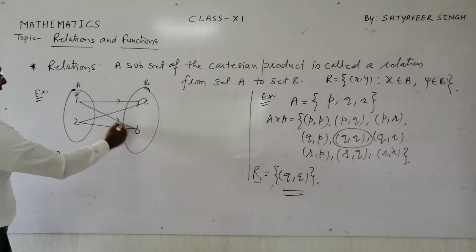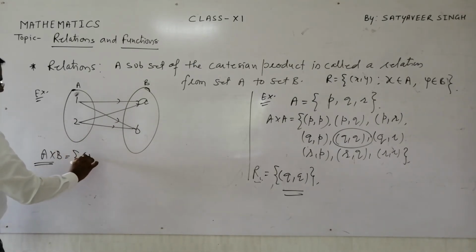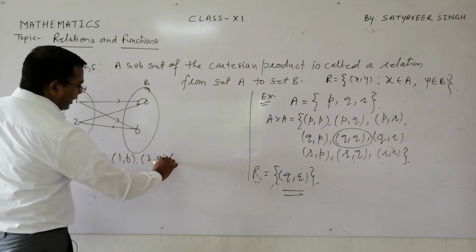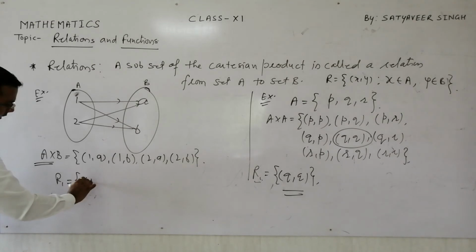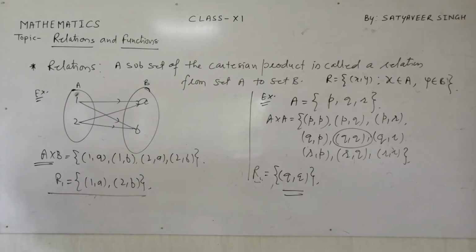Out of this, if any one ordered pair you will write, that will be a relation. It is right now (1, a), (1, b), (2, a) and (2, b). Out of this, suppose I have written one relation, it is (1, a) and (2, b). So yes, this is a relation from set A to set B, because 1 belongs to set A, a belongs to set B, 2 belongs to set A and b belongs to set B. That is why, and it is a subset of the Cartesian product. So in this way we can find out the relation.